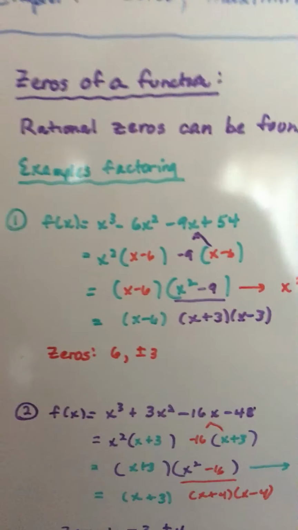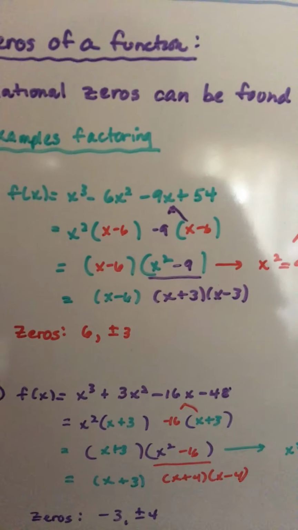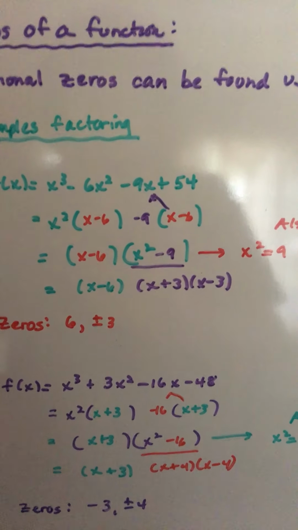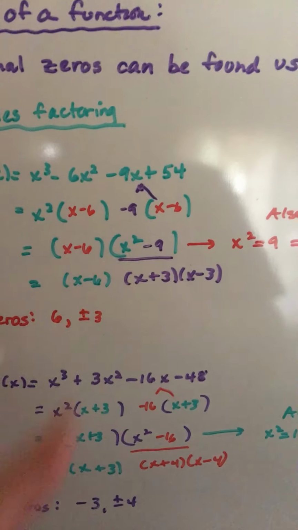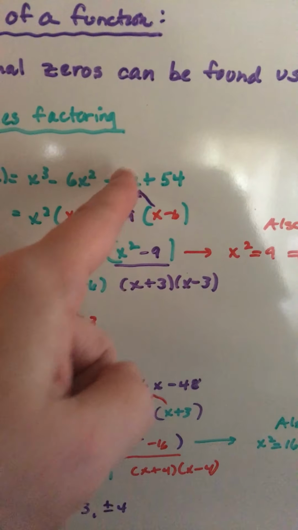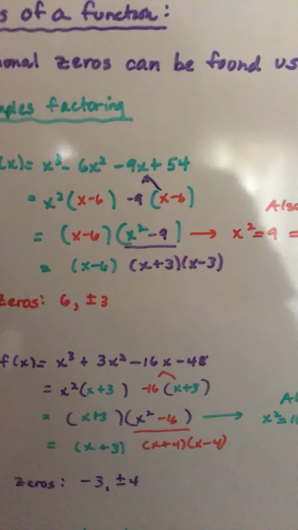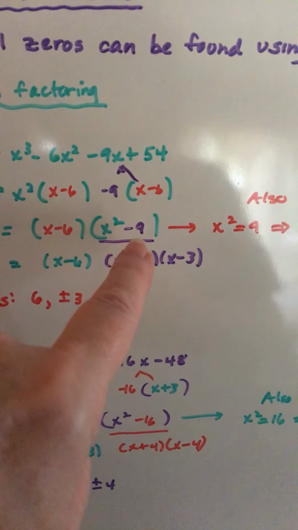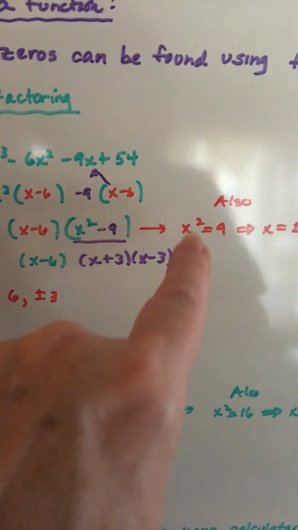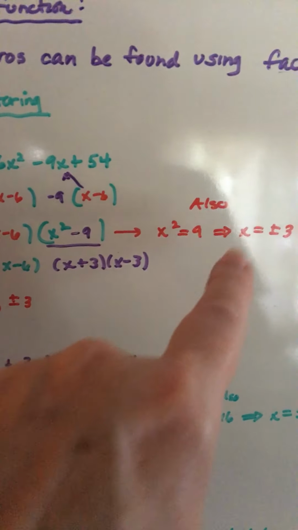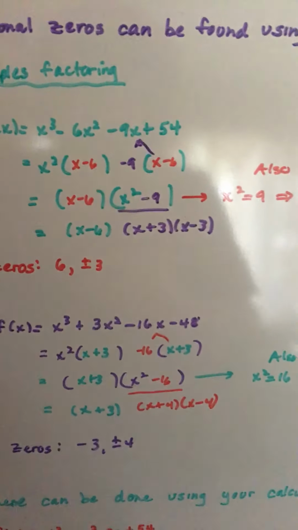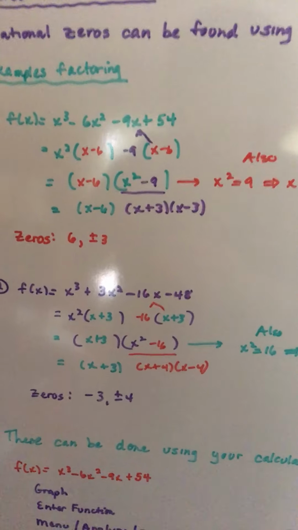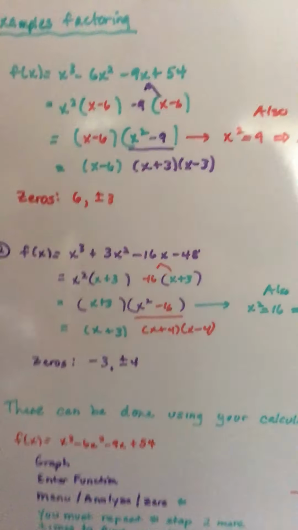Here I just chose to review grouping. And so I factored out the x squared, and I have x minus 6 not once, not twice, but thrice. x needs a negative 9 to make it 9x. Once you're at x squared minus 9, you can factor it, or you can set that equal to 0 and x squared equals 9, so you get plus or minus 3. But the zeros are 6 and plus and minus 3.